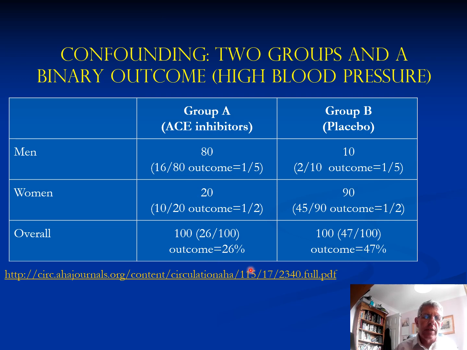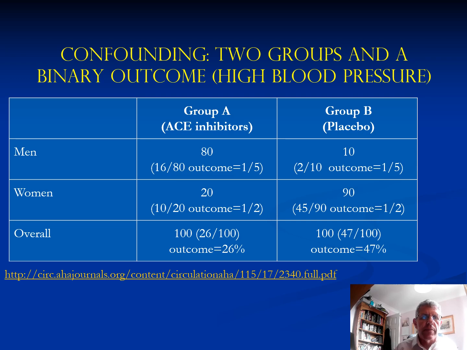In Group A, 26% have high blood pressure. In Group B, 47% have high blood pressure. However, if we look at men and women separately, we can see that the outcome is the same for both groups. For men, 1 in 5 have high blood pressure, and in women 1 in 2 have high blood pressure. So the apparent treatment difference that we see would not appear if we adjusted for gender.